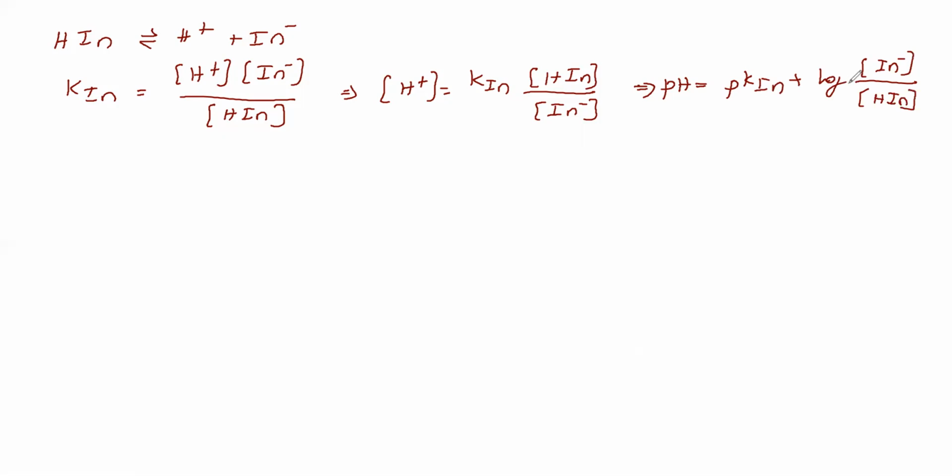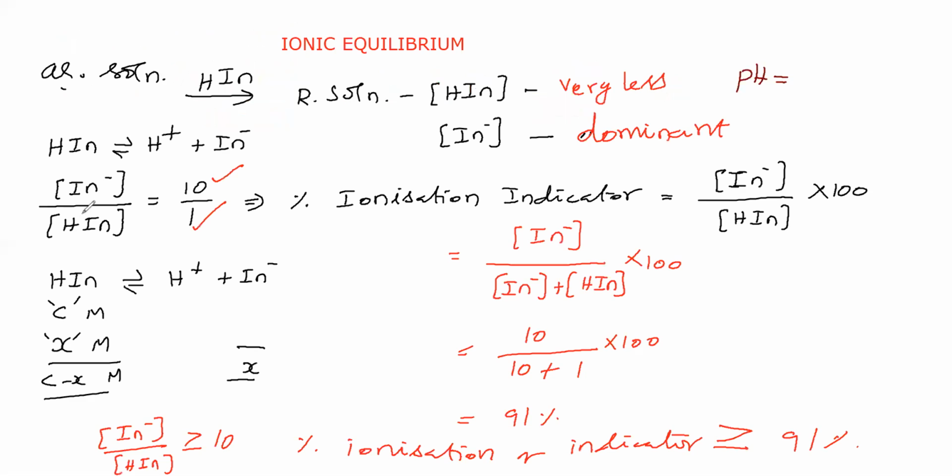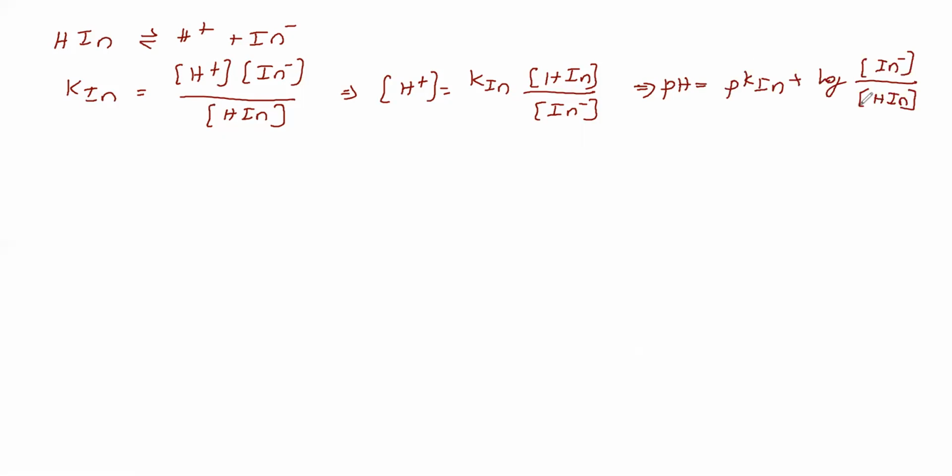Okay. Now let us substitute this ratio. Take this In minus by HIn. In minus by HIn is equal to 10 by 1. You substitute this ratio here. If you substitute 10, how much are you getting? Log 10. Log 10 is how much? 1. Then pH is equal to pK indicator plus 1.